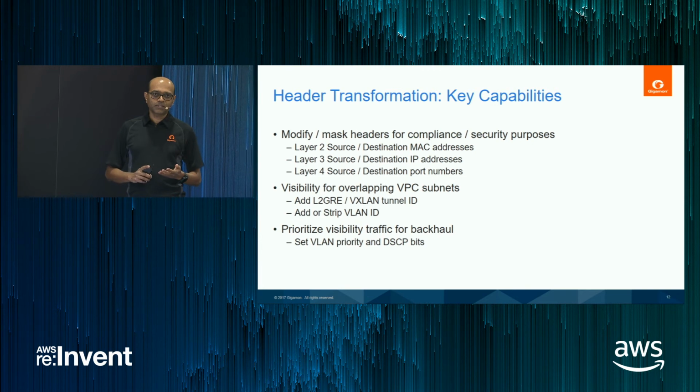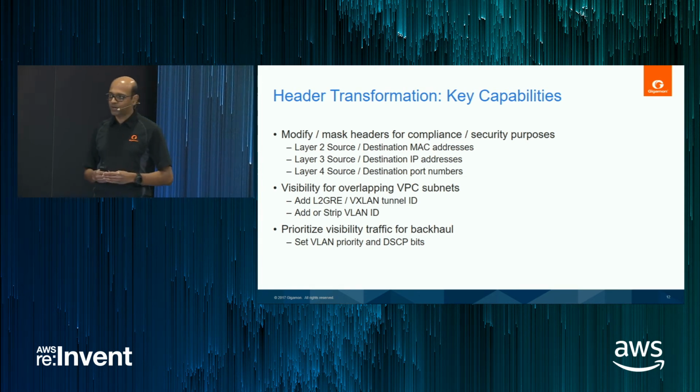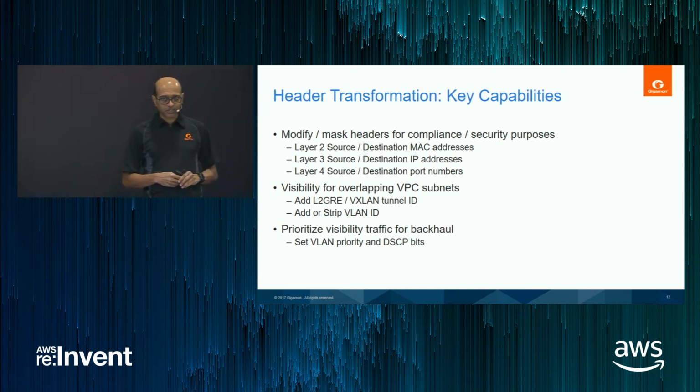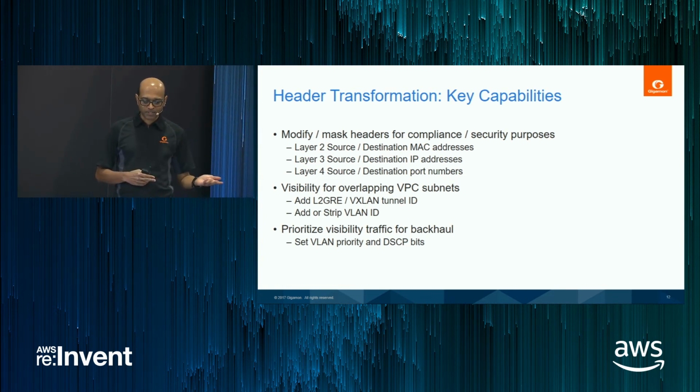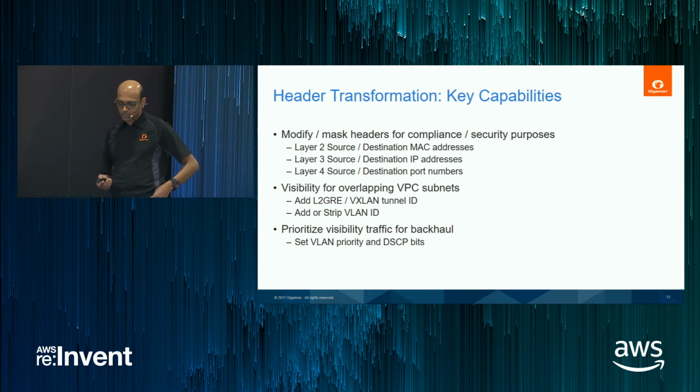So the key capabilities here are the ability to modify and mask headers, super important for compliance and security purposes, and also to obtain visibility for overlapping VPC subnets by adding the tunnel IDs that I mentioned before. And because this could be traversing the same network as your production traffic, it might be required to also prioritize your visibility traffic for backhaul accordingly, which is where setting the appropriate priority and DiffServ code points becomes important.